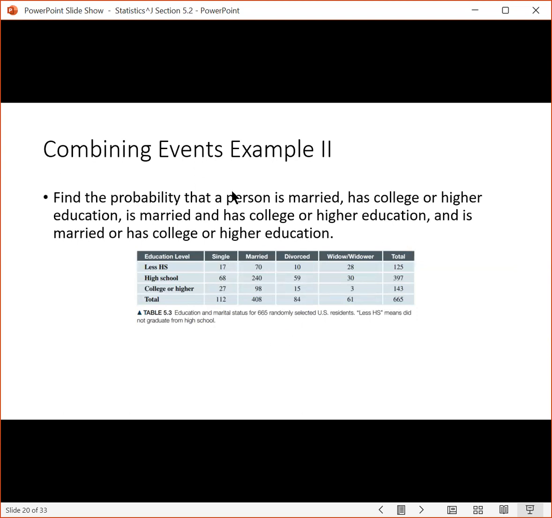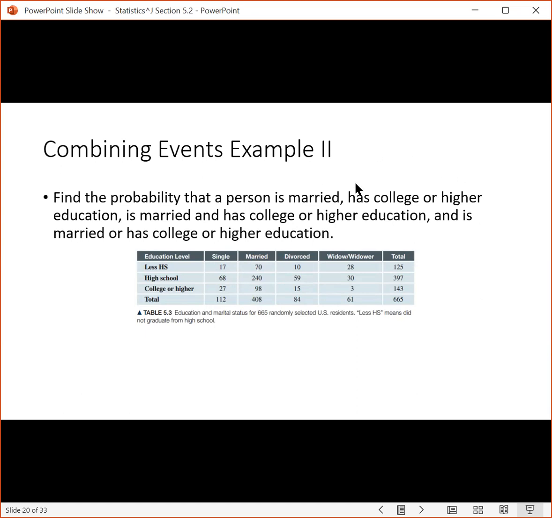So to find the probability that a person is married, so just married. If we look at just married, so this person, these are married, these are married, these are married. We've got a total of 408 are married out of 665 total. Okay, so we would just add up down this column.